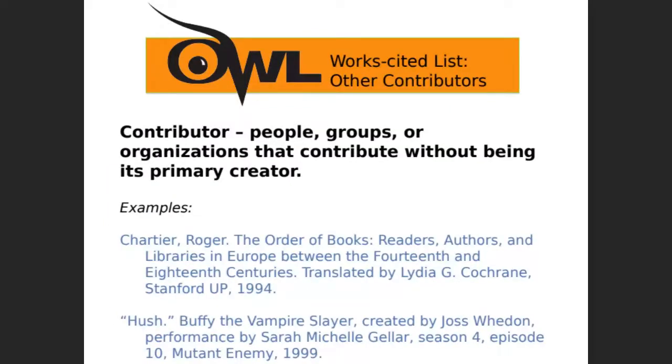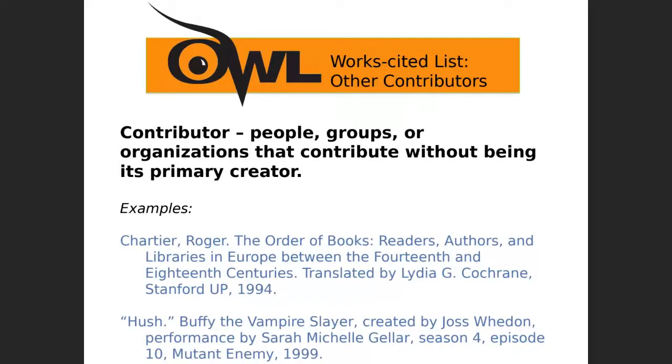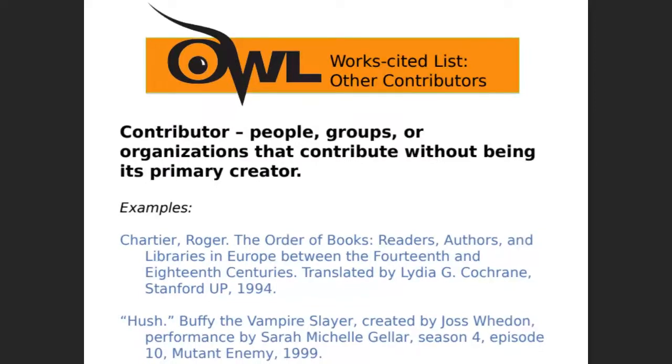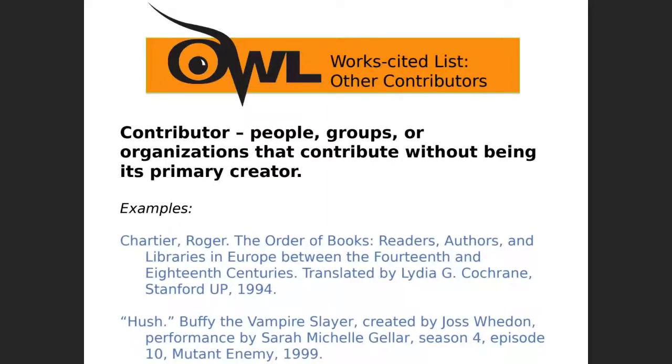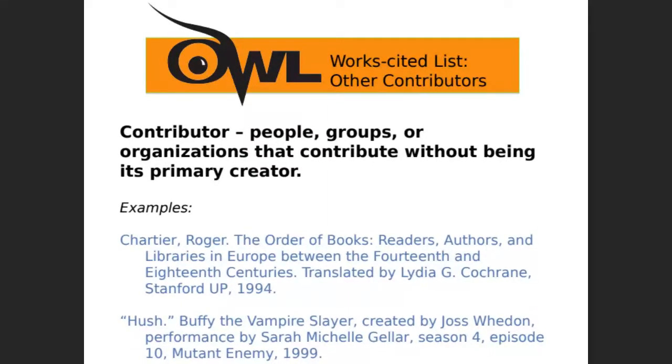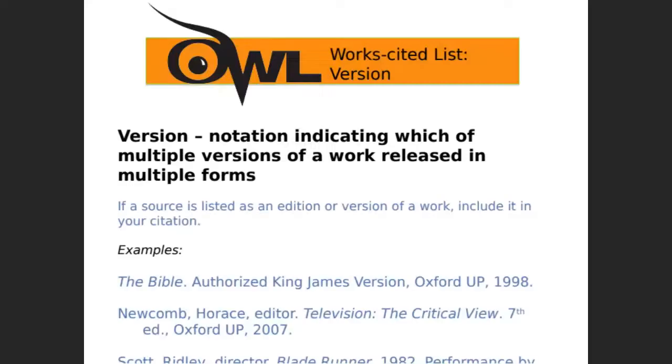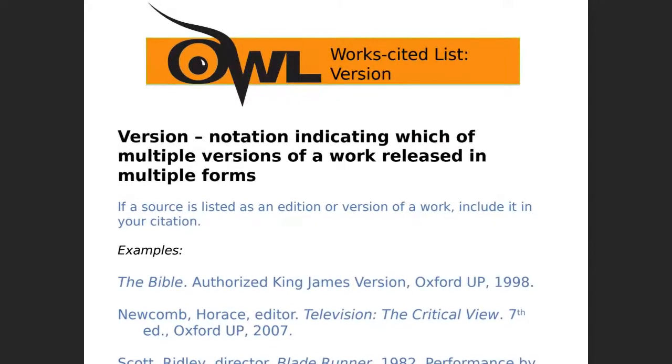Okay, so we're almost done with the MLA, and then we're going to go over to the APA, but let's finish off strong. So other contributors: people, groups, or organizations that contribute without being its primary creator. You always need to give credit where credit is due, so that's where you consider those. Now versions are constantly being updated, just like MLA. This is the most up-to-date version, so you're constantly seeing updated versions. So make sure that you put in the proper version.